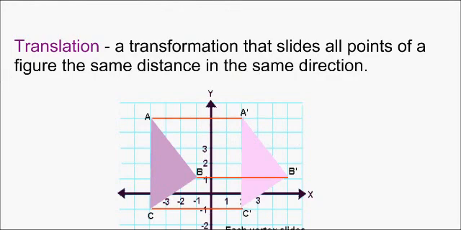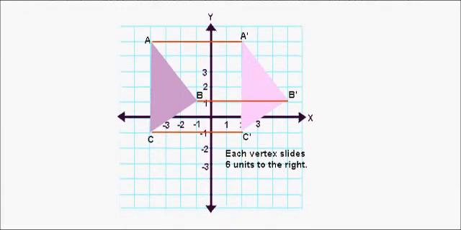A translation is a transformation that slides all points of a figure the same distance in the same direction. So another name for a translation is a slide. And if you think about translating from one language into another, you're trying to convey the same meaning. You're just moving it into a different language. So same thing, different language.